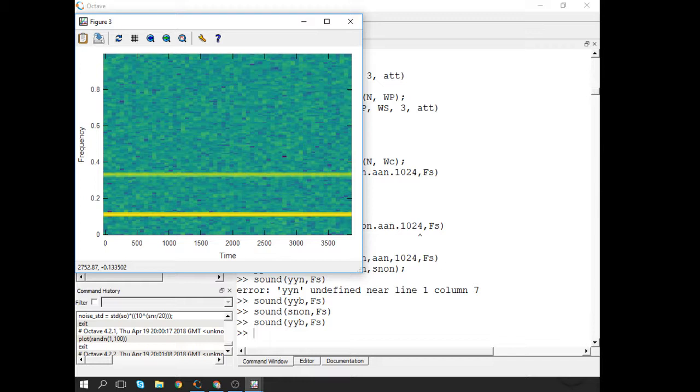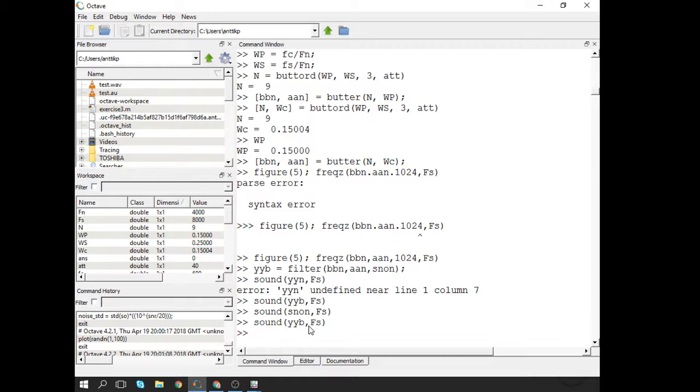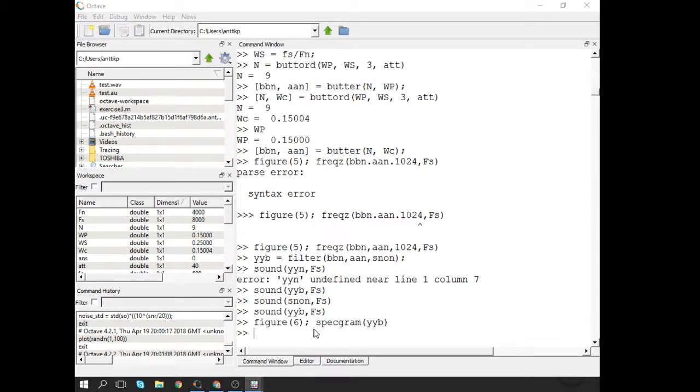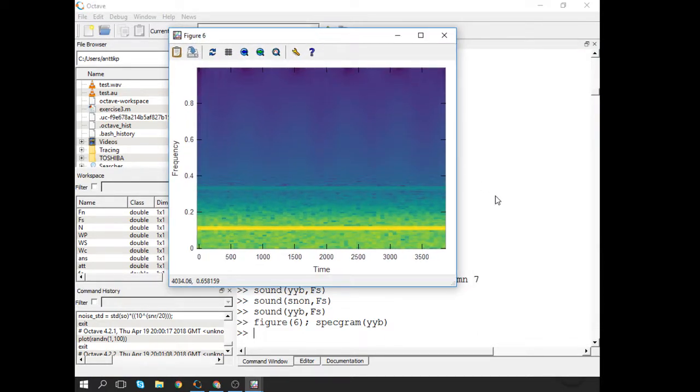So it's 1320 hertz or something like that. That's already on the stop band. But well, we can always calculate it and see. See figure 6, spectrogram of YYB. There. Makes sense. Right.